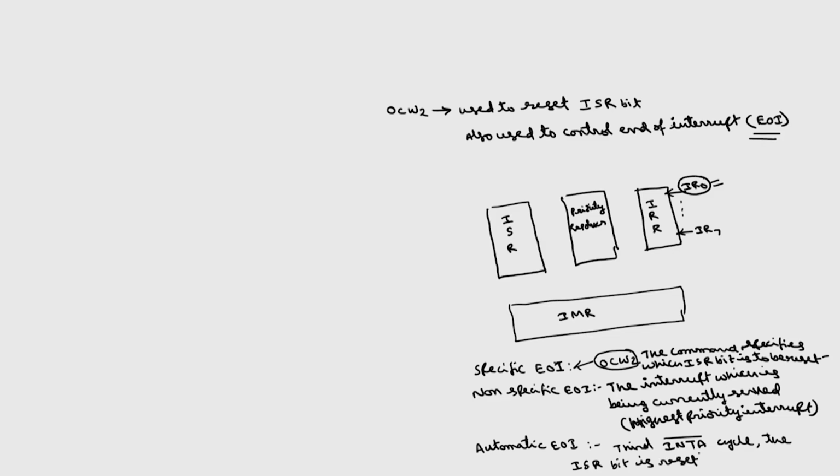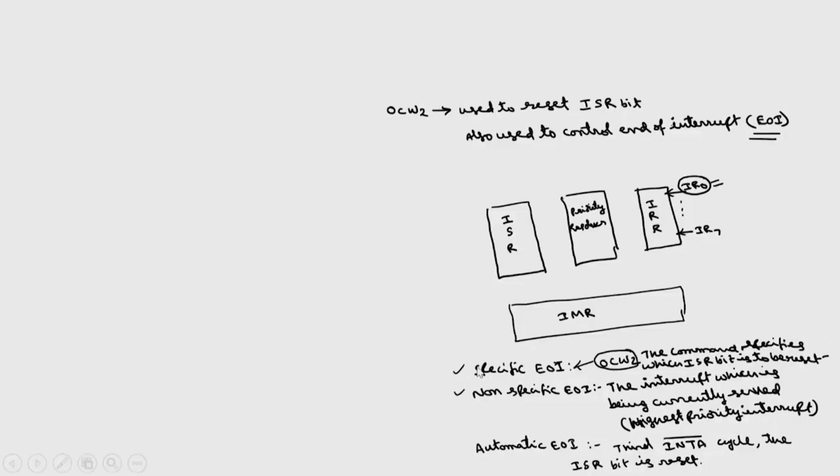But the drawback of this automatic EOI is that the ISR does not have any information on the interrupt which is being processed. That is the drawback of this one. So normally we will use either specific or non-specific EOI. Now coming to the format of OCW2. Here we have L0, L1, L2 bits. These 3 bits are going to decide the level to be acted upon.